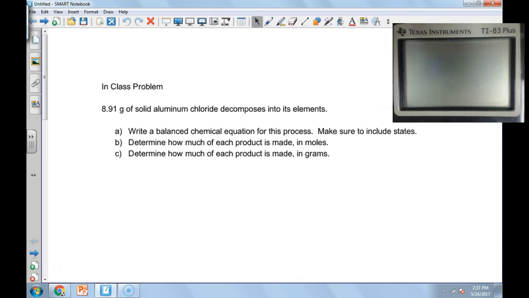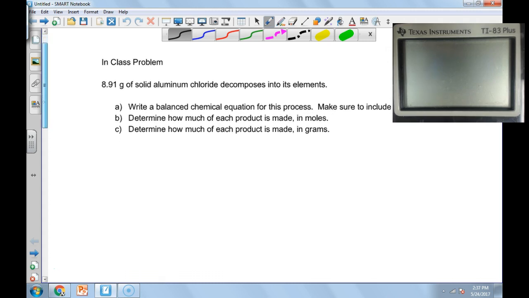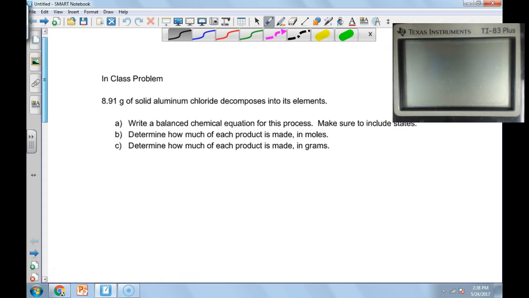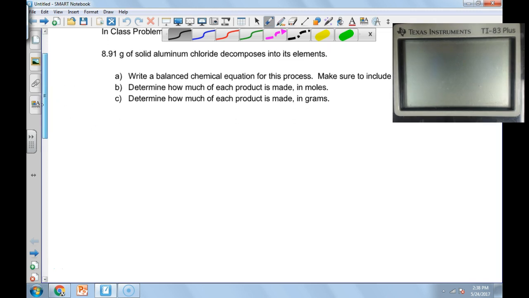At a time going over the in-class problem and the other problems that have to do with some basic stoichiometry issues. So I have my calculator pulled up. I have my stoichiometry questions. So let's get started.